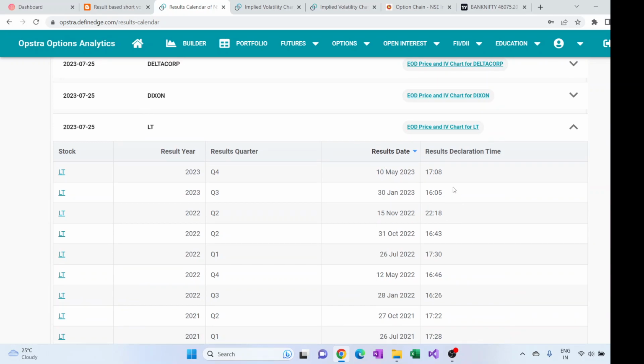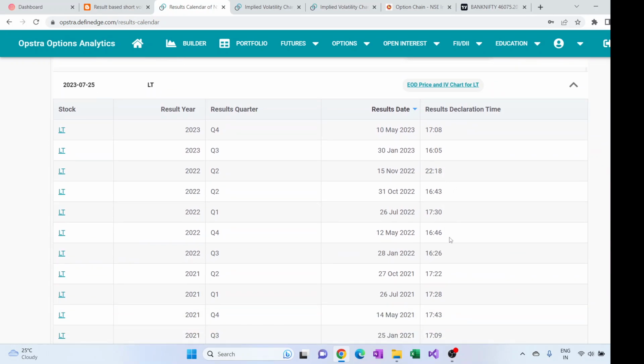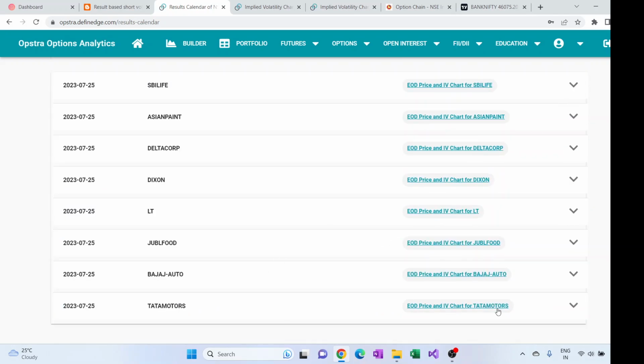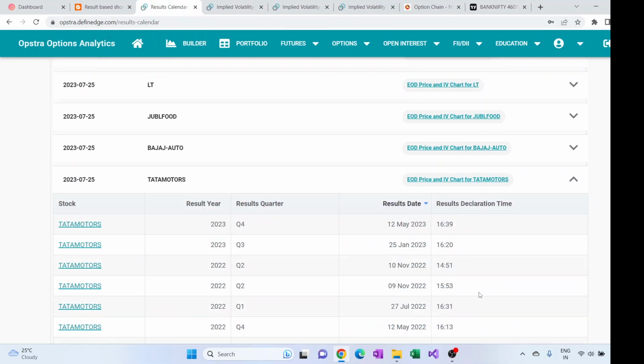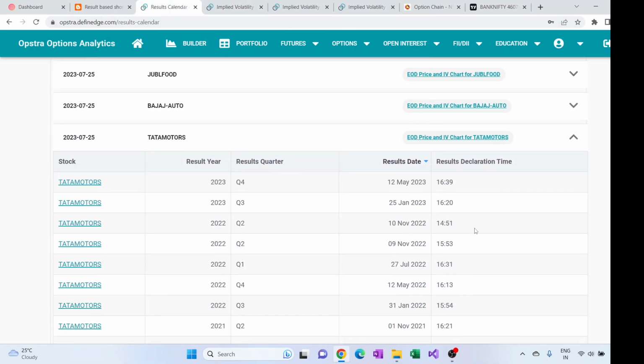Say for L&T, it is coming after market close, and the same is for Tata Motors. If I click on that, most of the results are after market. But here we can see that on a few days for Tata Motors the result has come during the market, before the market close. So if I'm going to take a trade, I will generally open the trade 5 minutes before the market close.